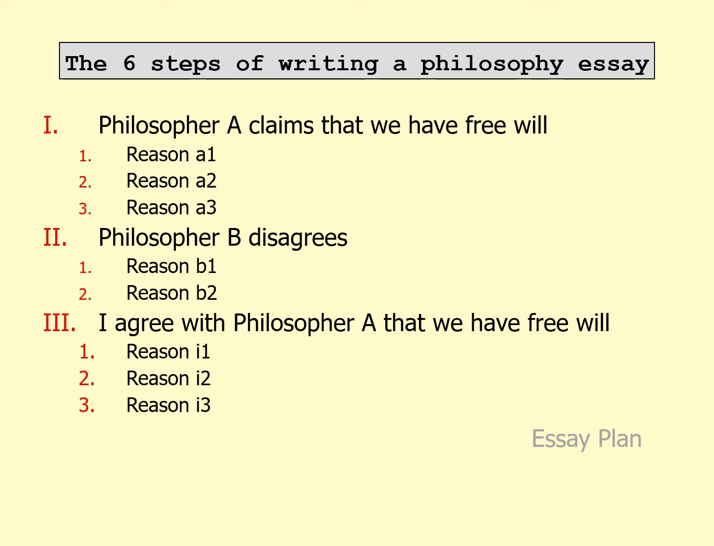B1 might be philosopher B's claim that A2 is a false premise. B2 might be philosopher B's claim that the conclusion of free will does not follow from those premises. That is to say that the argument is invalid.